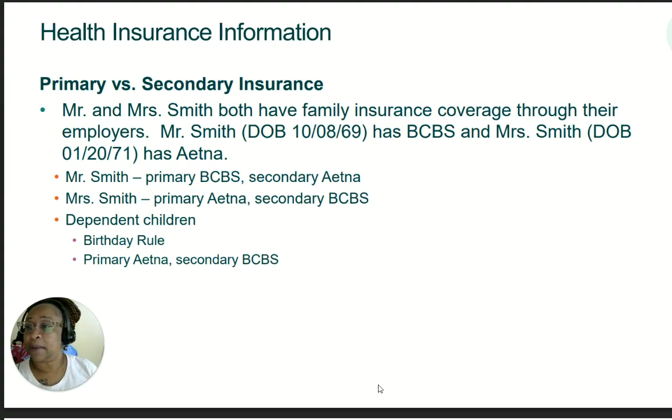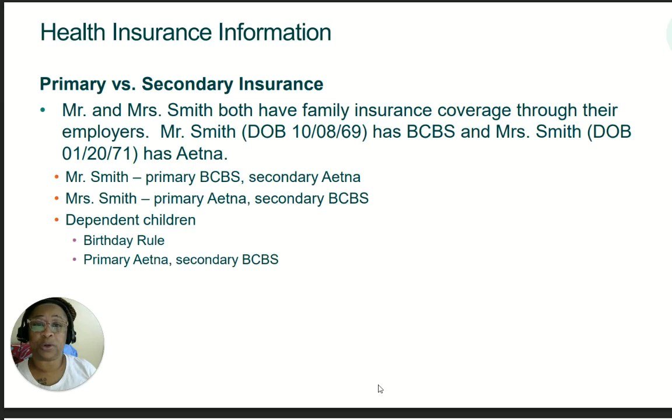Primary versus secondary: Mr. and Mrs. Smith both have family insurance coverage through their employers. Mr. Smith's date of birth is 10/8 of '69. He has Blue Cross Blue Shield, and Mrs. Smith's birthday is January 20th, '71, and she has Aetna. Mr. Smith: primary Blue Cross Blue Shield and secondary Aetna. Mrs. Smith: primary Aetna, secondary Blue Cross. Also, for dependent children the birthday rule applies, so that makes Aetna primary and Blue Cross Blue Shield secondary.